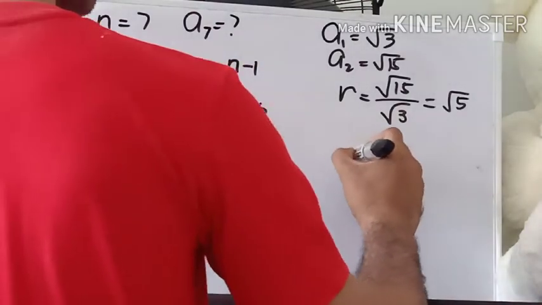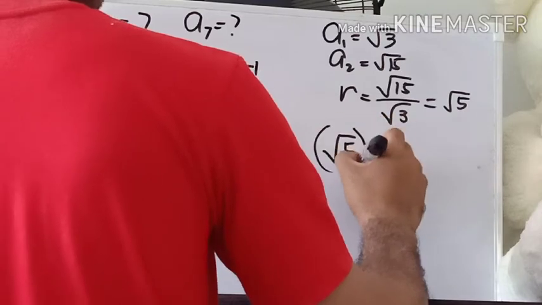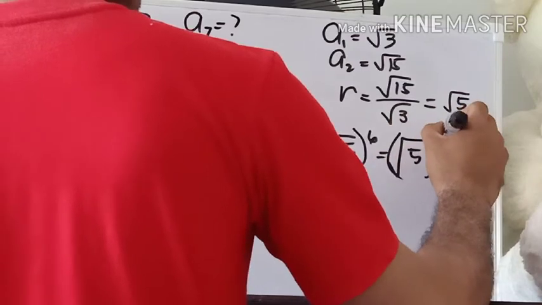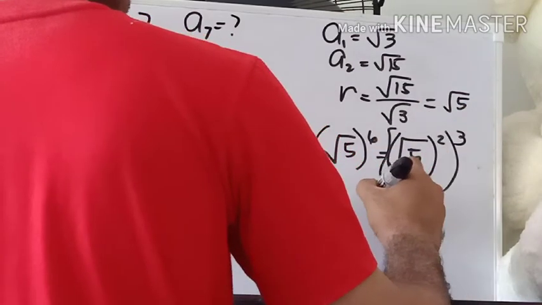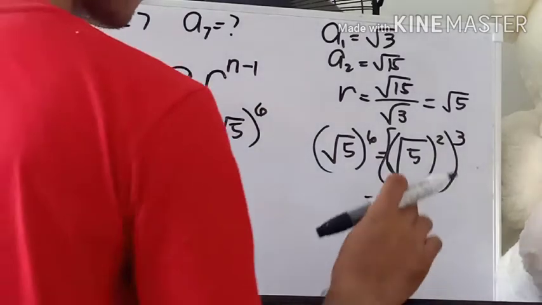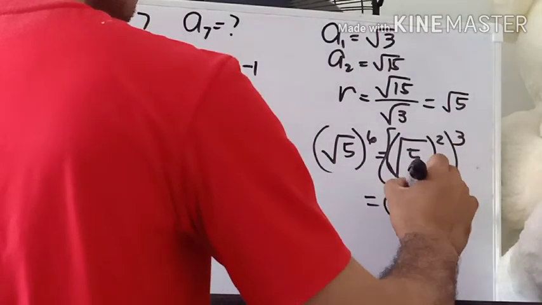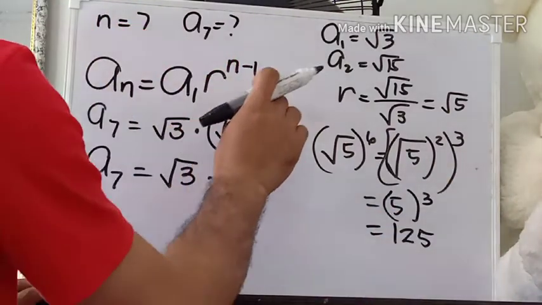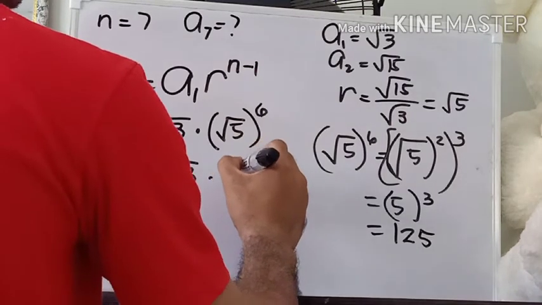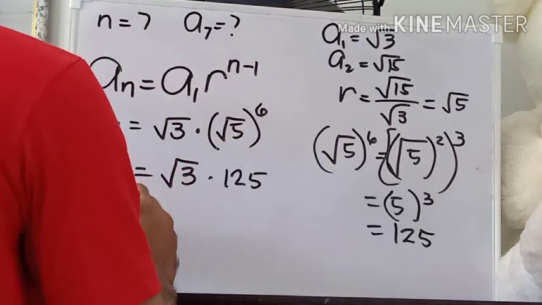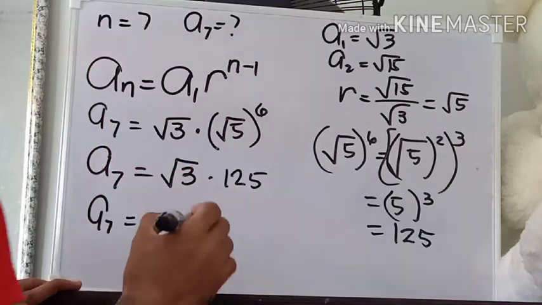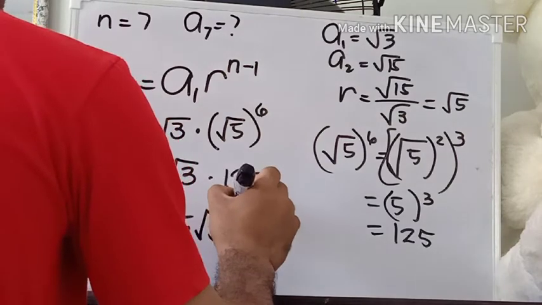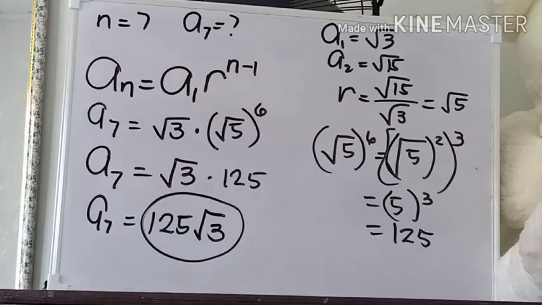So the seventh term will be the square root of 3 times the square root of 5 raised to 6, which is the same as the square root of 5 squared quantity cubed. Applying power of a power, square root of 5 squared is 5, and 5 cubed is 125. So square root of 5 raised to 6 is 125. So the seventh term is the product of square root of 3 times 125, which is 125 square root of 3.